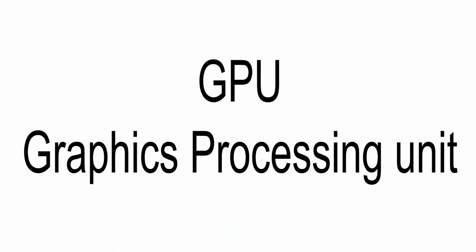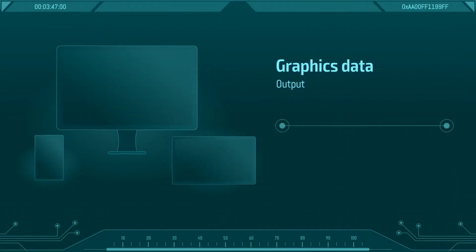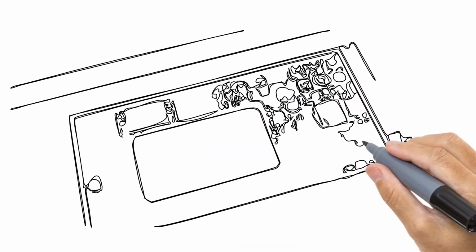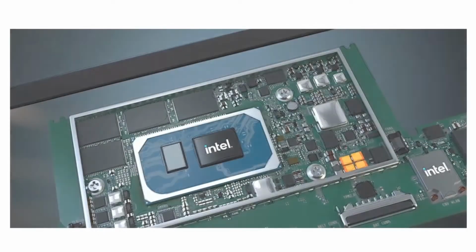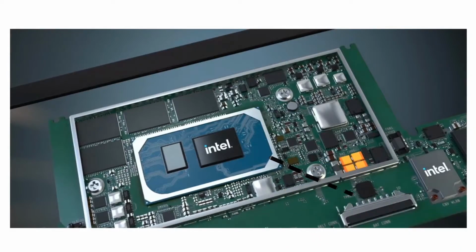The next processing unit is the GPU or the graphical processing unit. It is responsible for the computation of graphical data that needs to be sent to the user as an output. Modern computers come with integrated GPUs that are coordinated and embedded with the main CPU chip and use the main computer memory for the accomplishment of tasks.